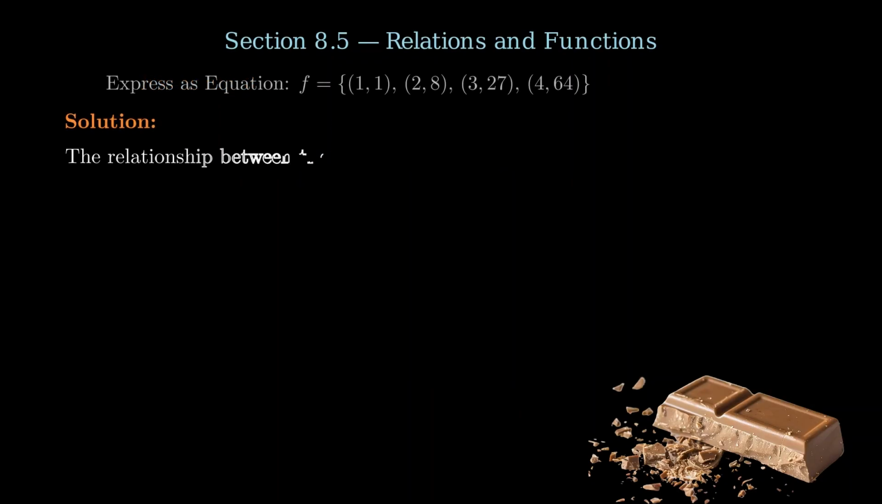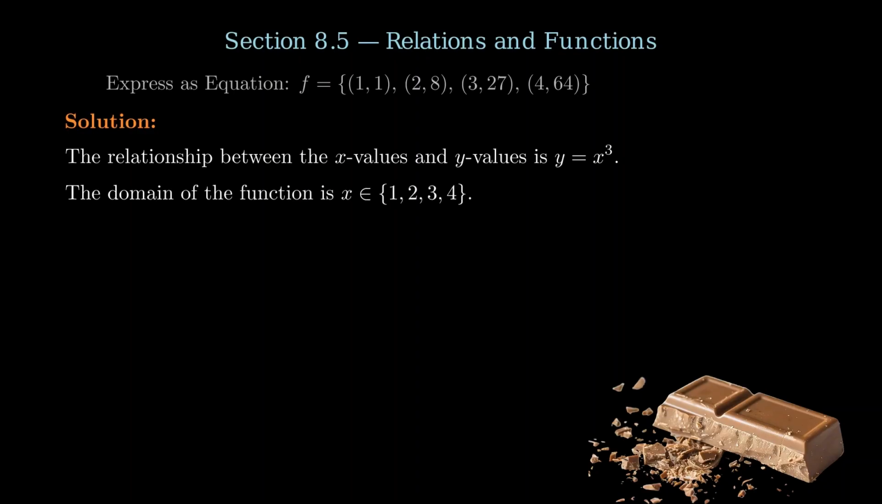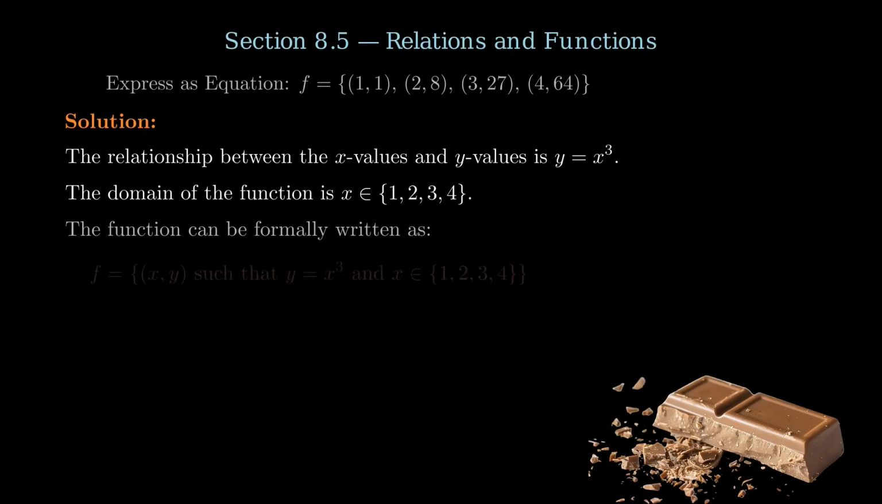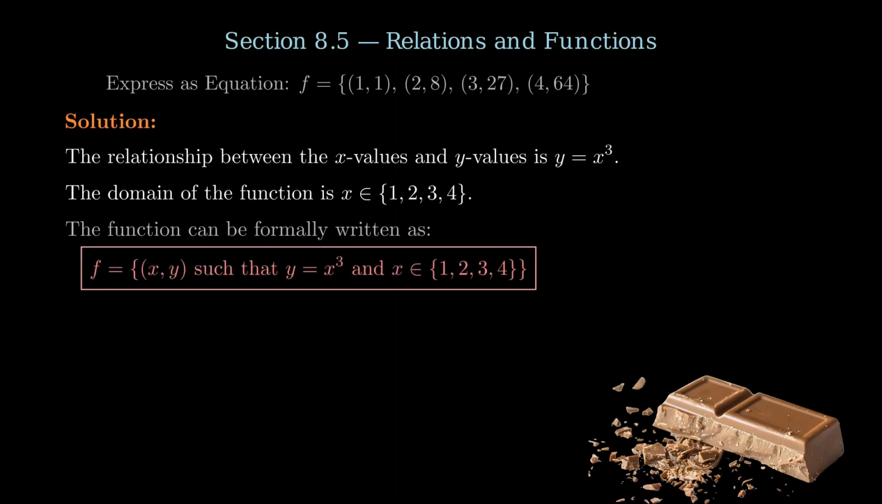Let's look at the solution. Notice that 1 cubed is 1, 2 cubed is 8, 3 cubed is 27, and 4 cubed is 64. Therefore, the relationship between x and y is y equals x cubed. The domain is simply the set of first elements, 1, 2, 3, and 4. Combining these facts, we can write the function in formal set notation as shown in red below.